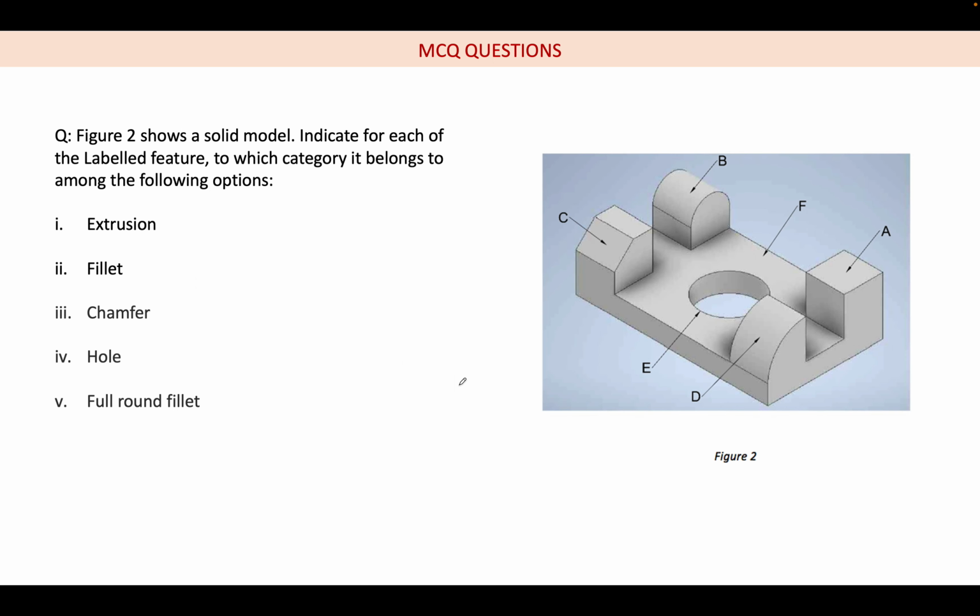Okay, so figure 2 shows a solid model. Indicate for each of the labeled features to which category it belongs among the following options. Option A: which of the following features is used? Is it extrusion or fillet, chamfer, hole or full round fillet?